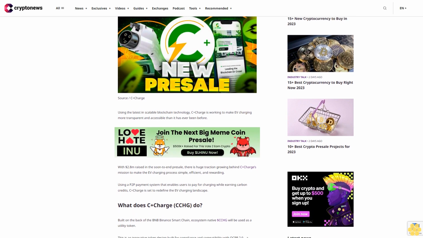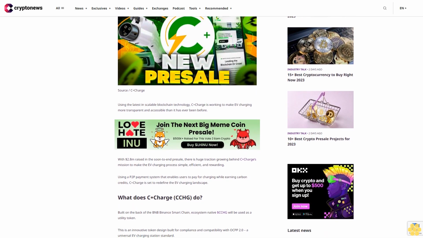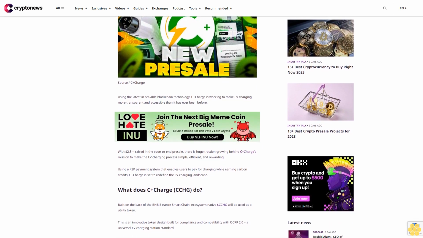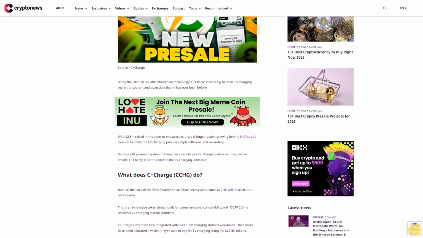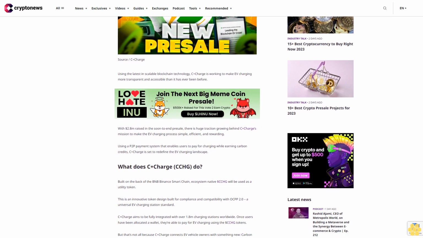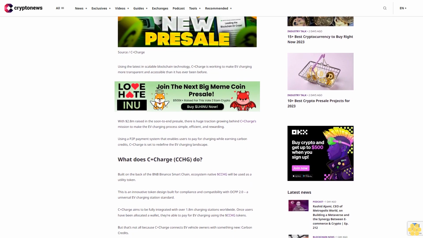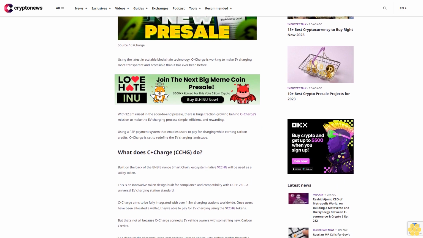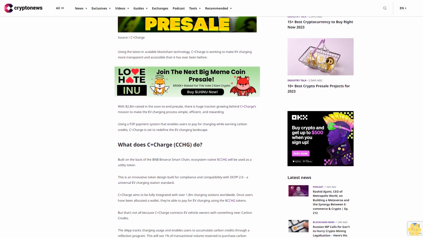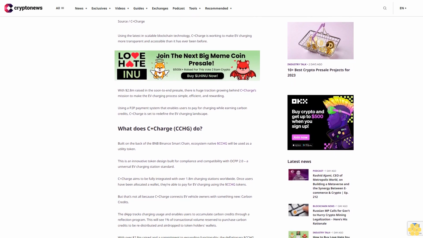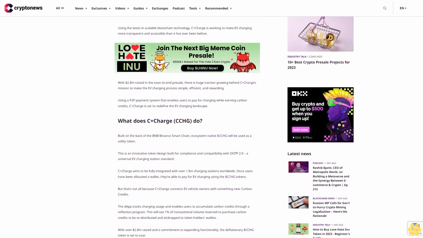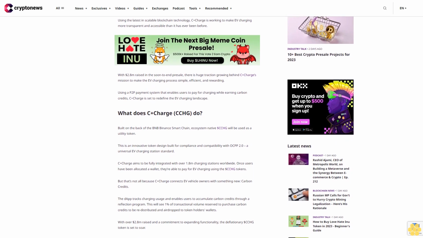What does C+Charge ($CCHG) do? Built on the back of the BNB Binance Smart Chain ecosystem, native $CCHG will be used as a utility token. This is an innovative token design built for compliance and compatibility with OCP 2.0, a universal EV charging station standard. C+Charge aims to be fully integrated with over 1.8 million charging stations worldwide. Once users have been allocated a wallet, they are able to pay for EV charging using the $CCHG tokens.